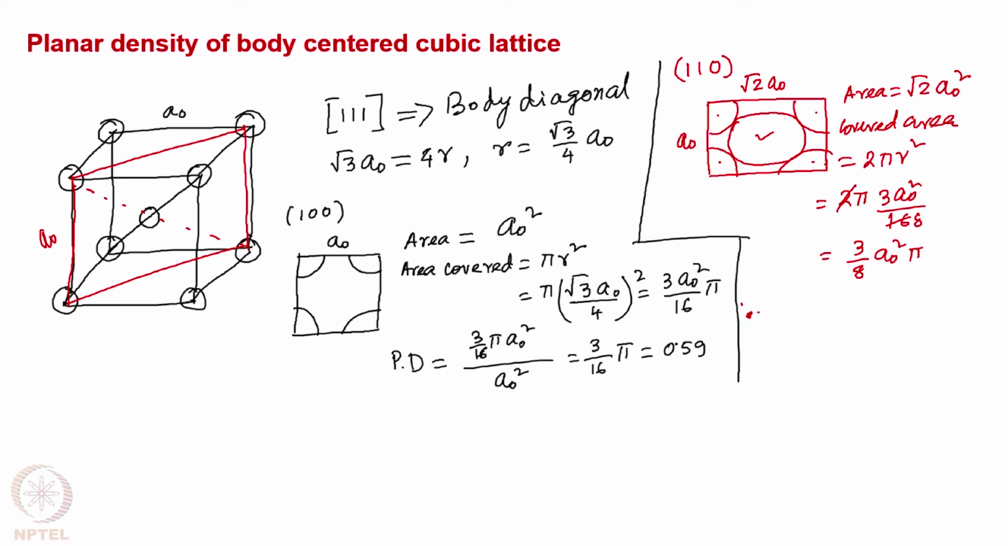Therefore, the planar density would be 3 pi a0 square by 8, divided by root 2 a0 square. So this value would turn out to be 3 pi by 8 root 2, which is equal to 0.89.